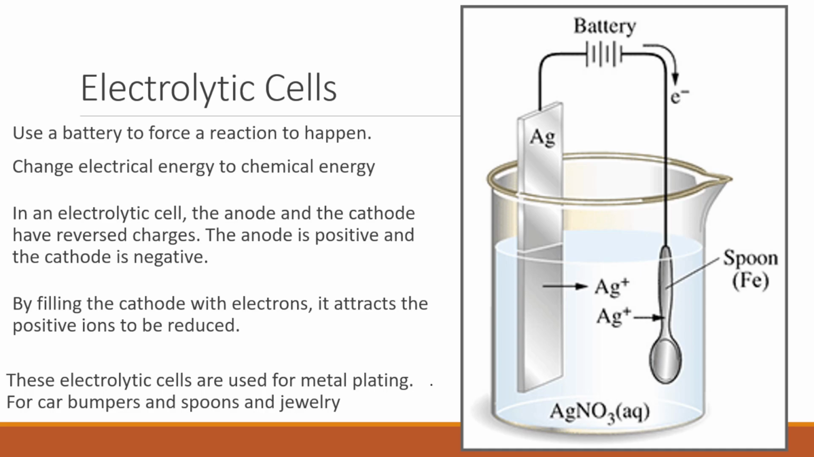In an electrolytic cell, the anode and the cathode have reversed charges. The anode is positive and the cathode is negative. We'll talk about that in a second.